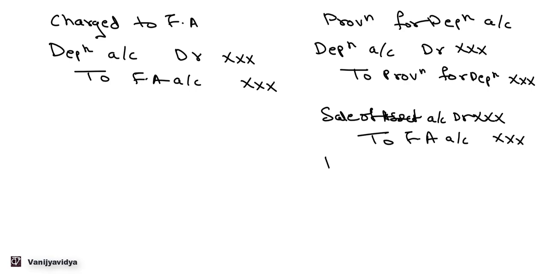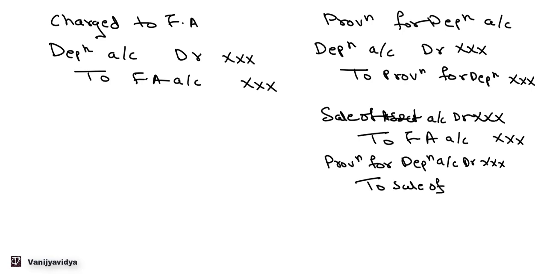So provision for depreciation account debit to sale of asset account. Now what has happened because of this is that the sale of asset account has been debited by the cost of the asset, and the sale of asset account is credited by whatever is the accumulated depreciation on that particular asset.